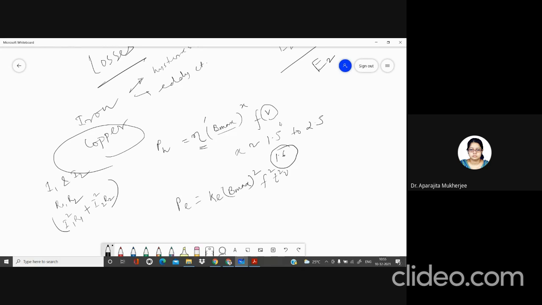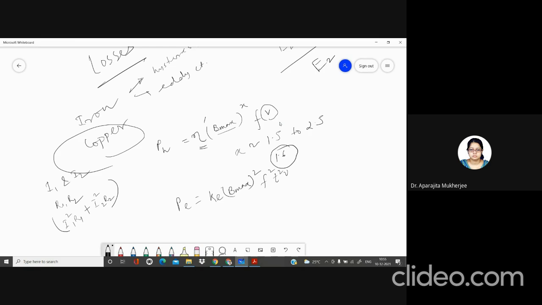Option C is... no, option C is suppose another XYZ, and option D is all of this. So you have to choose the correct answer, that is iron loss and copper loss. So this kind of thing can come in your exam.